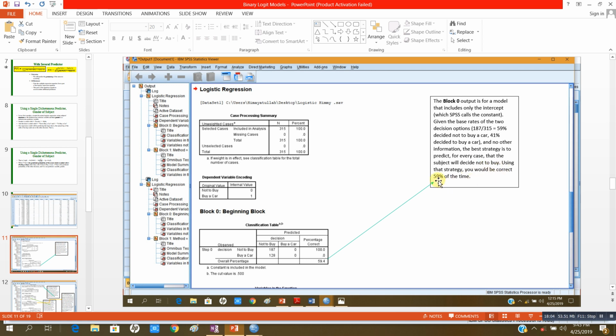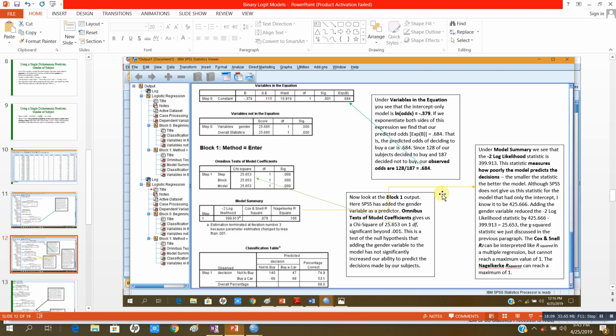This is the second screenshot from the output, and here is the variables in the equation table, and SPSS has initially used only the constant, and the coefficient of the constant is minus 0.379. This is the standard error, this is the Wald statistic, this is the degrees of freedom, this is the significance, and that is the exponentiated B. If you raise the base of the natural log to this value, then that will be equal to this value. So let me explain this.